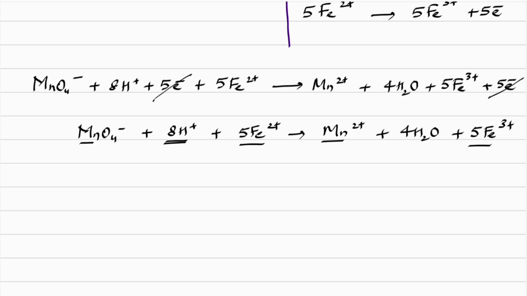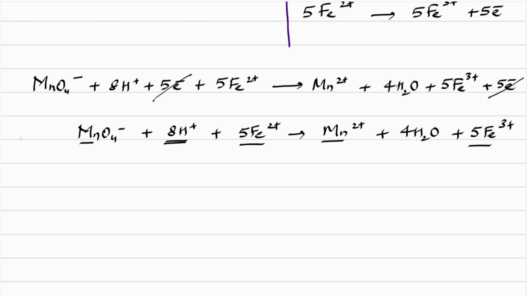But that is the case with acidic medium. What about basic medium? In basic medium, there should be no H plus ions. So what do we do? We neutralize the H plus ion by adding hydroxide ions. But we need to add that on both sides. So let's do that.